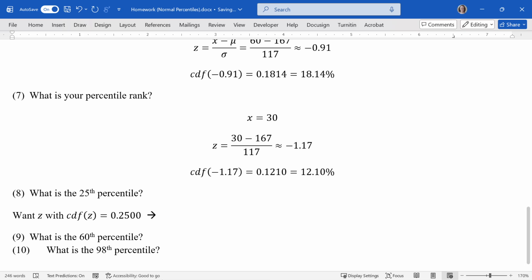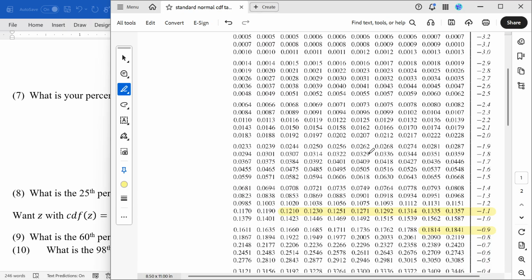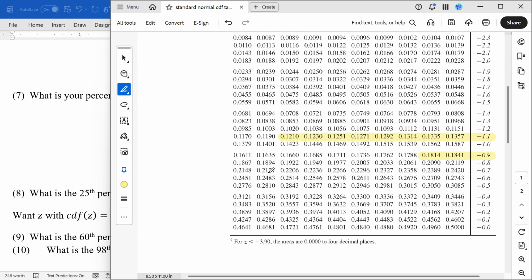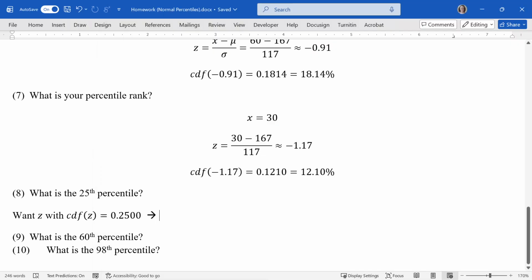Okay, so let's go to the table, see which z gives us 25% of the area. Looks like it's between these two. And I think 2514 is slightly closer, so I'm going to go with negative 0.67. Negative 0.67. Does that sound familiar? After looking these up a few times, you start to see the same ones over and over again.